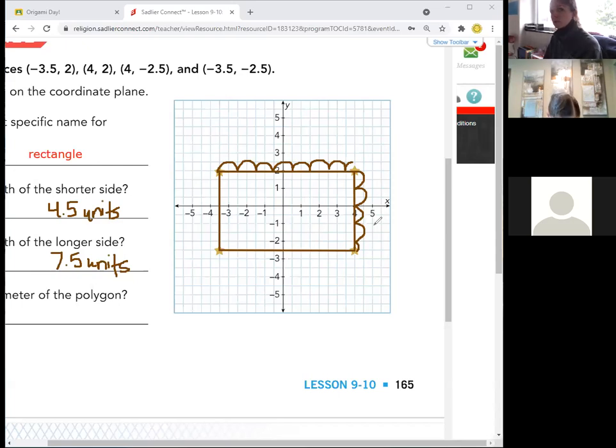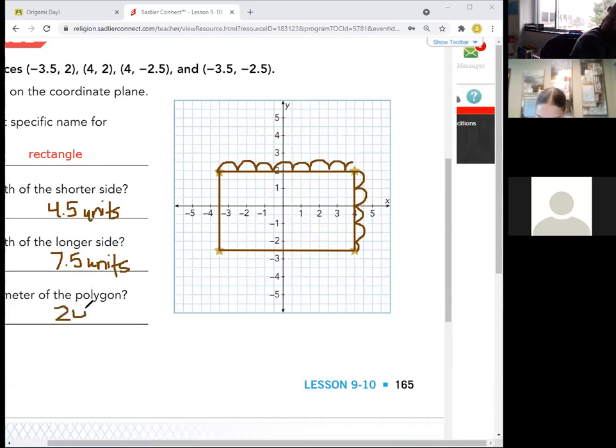So add them up. If I added 4.5 plus 7.5, I would only get halfway around that rectangle though. Then what do I do? Multiply times what? 2. Times 2. Or I could say 7.5 plus 4.5 plus 7.5 plus 4.5. You can do it that way too, repeated addition. Either way, give me a perimeter. 24? 24 units? Well done.